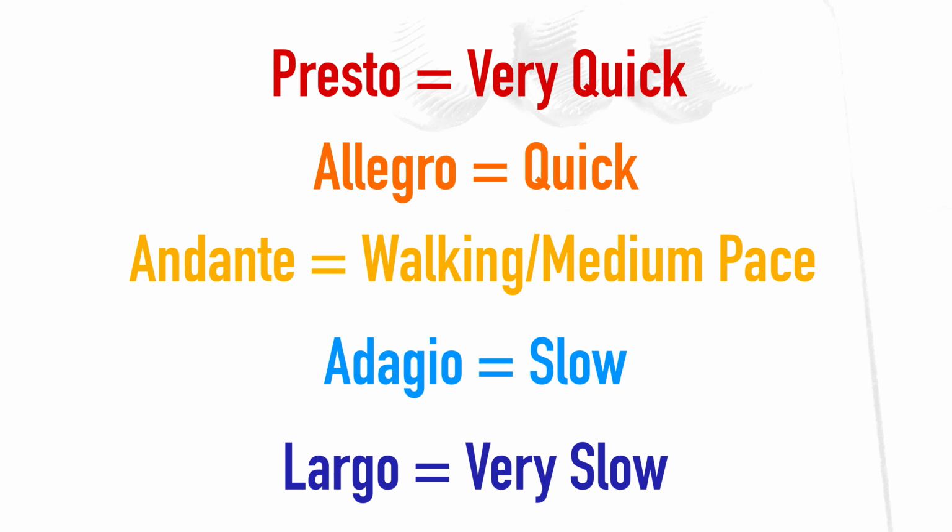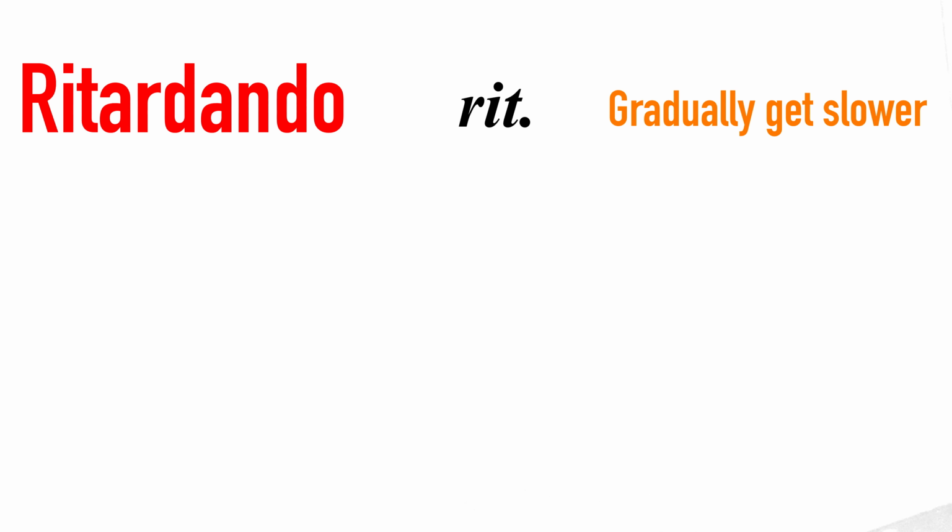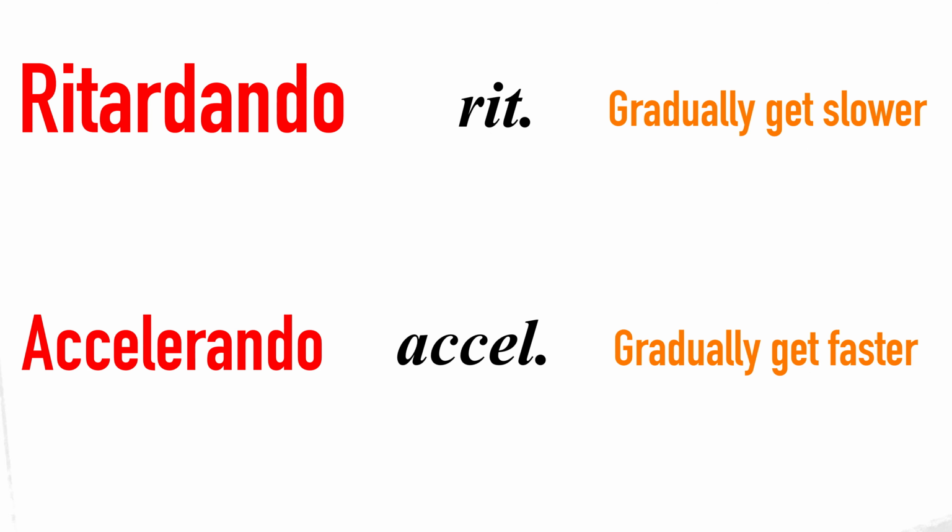Just like with crescendos and diminuendos, we have similar performance directions which tell the performer to change speed. Ritardando, often written as rit, tells the performer to gradually slow down. Accelerando, a word that slightly resembles accelerate, tells the performer to gradually get faster.